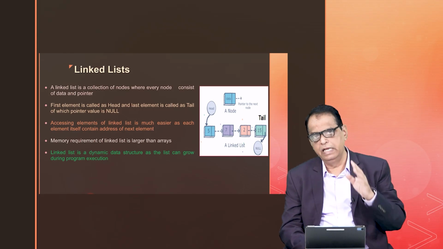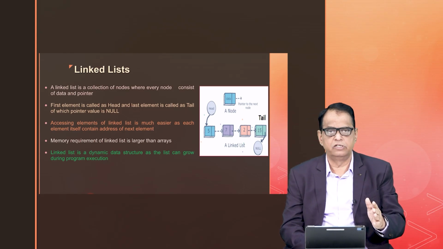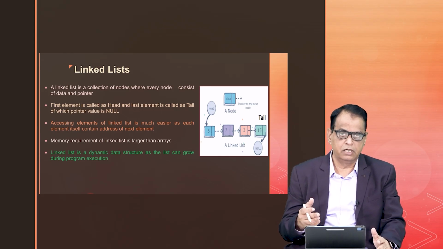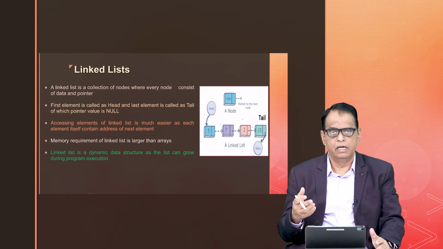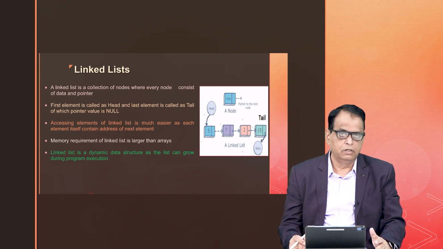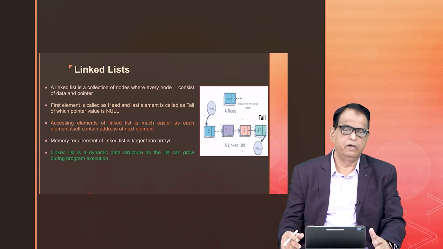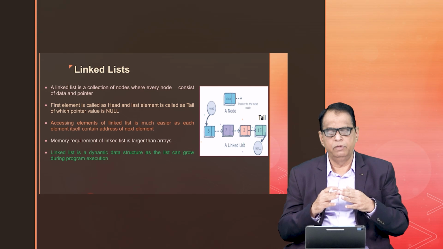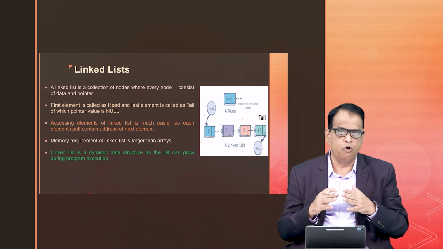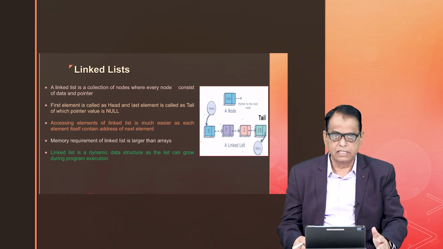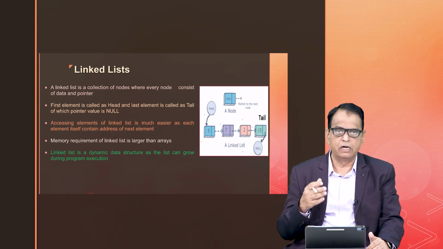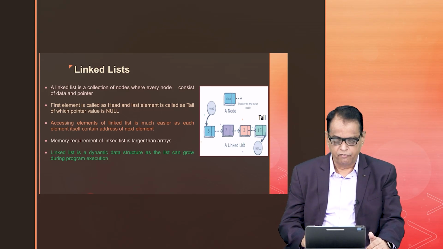So, you can say that linked list is a dynamic data structure. Now, which data structure do we call dynamic? A data structure that can grow as the data goes on growing is called a dynamic data structure. During program execution, it is possible that the content of the linked list may go on growing, and therefore we can say that the linked list is a dynamic data structure where the list can grow during the execution of a program.